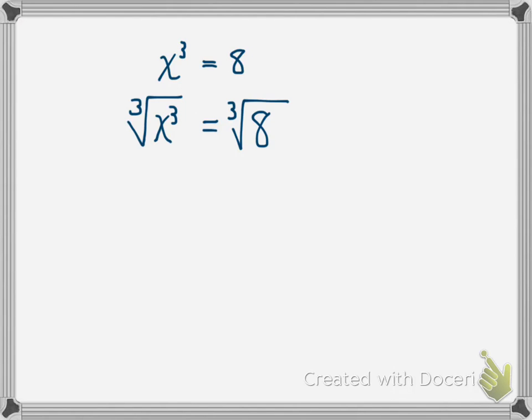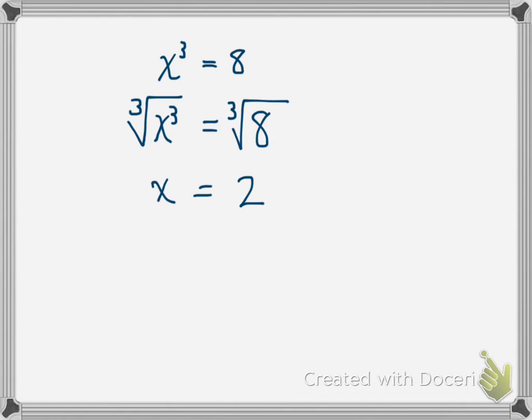The cube root of x cubed is just x, because x times x times x is x cubed. And the cube root of 8 is 2, because 2 times 2 times 2 is 8. Okay, so the same property of equality holds for taking the cube root of both sides of an equation.